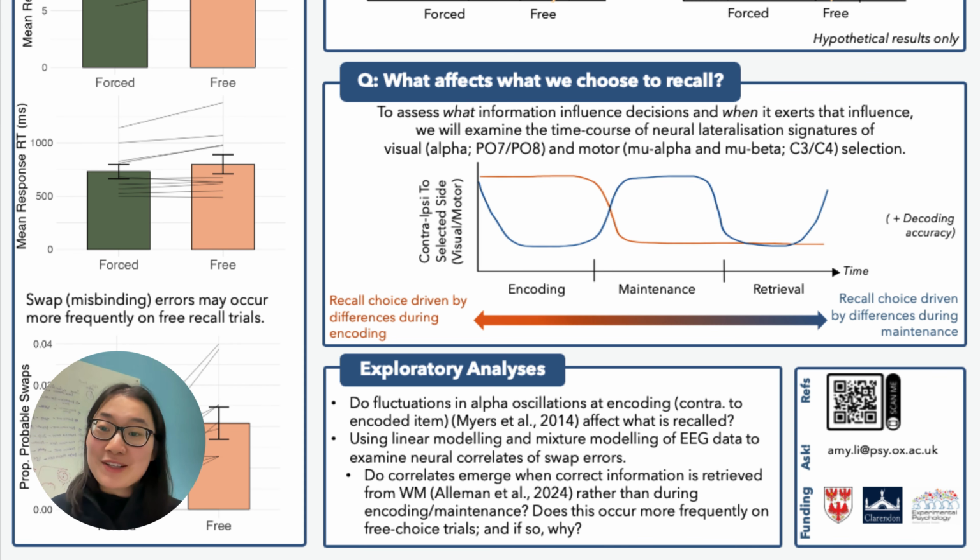There are also a couple of other things that we'd like to look at. For example, seeing if spontaneous alpha power before encoding predicts what people choose to recall. We'd also be keen to examine the neural correlates of swap errors, seeing when these correlates emerge and if they differ between free versus forced recall.